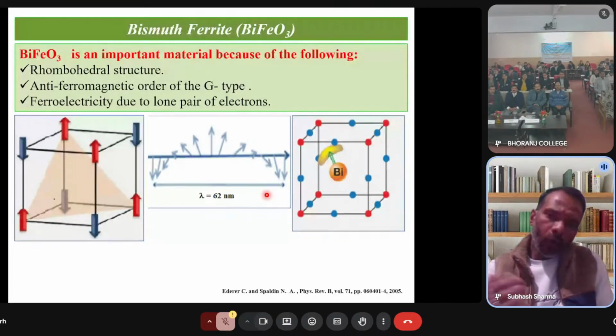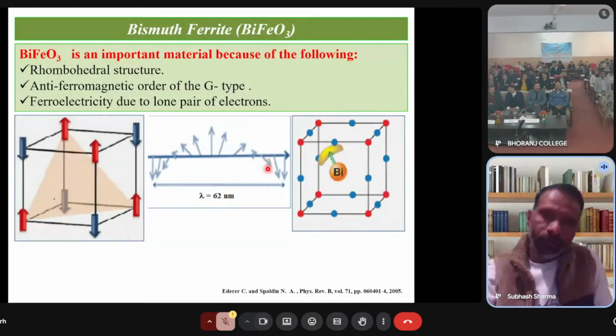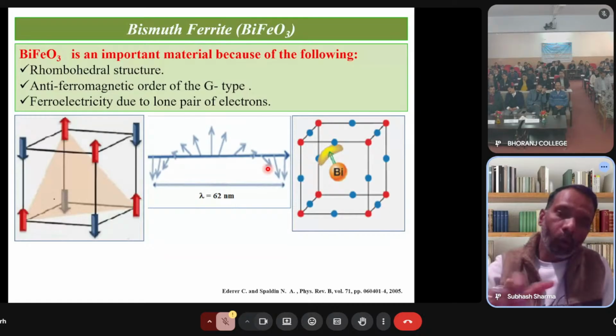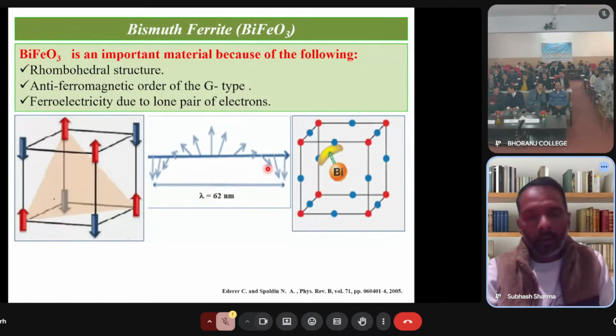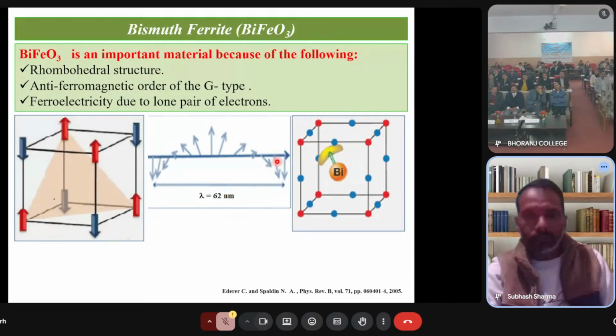So by doping or by any other means, if you destroy this length of 62 nanometers, then your material must have some ferromagnetic order and the overall material is ferromagnetic. So mainly by doping or by changing the crystal structure, we are destroying this 62 nanometer length.